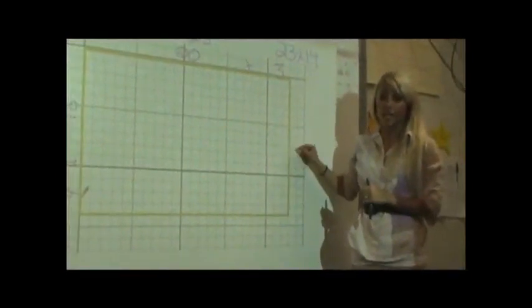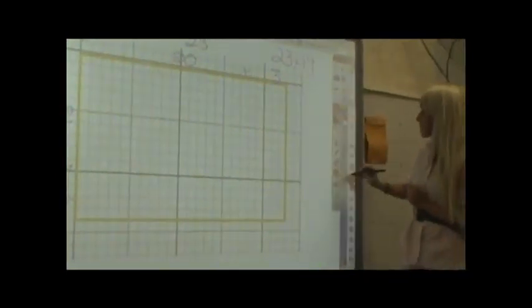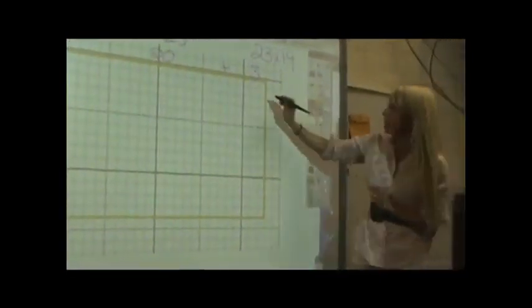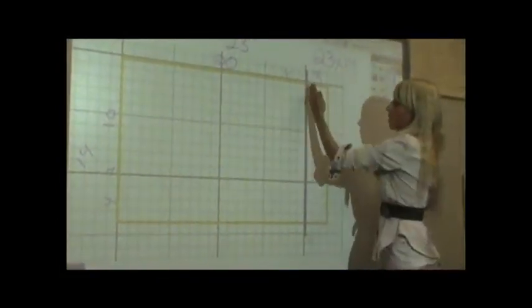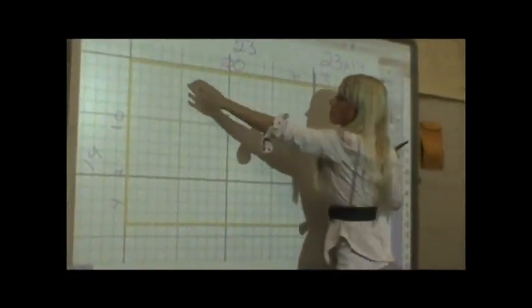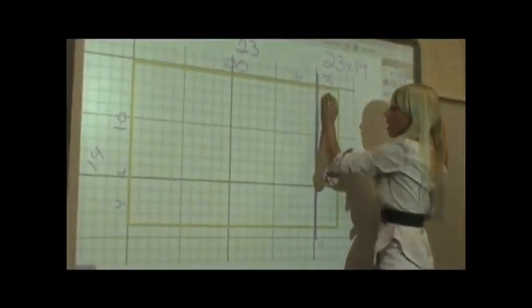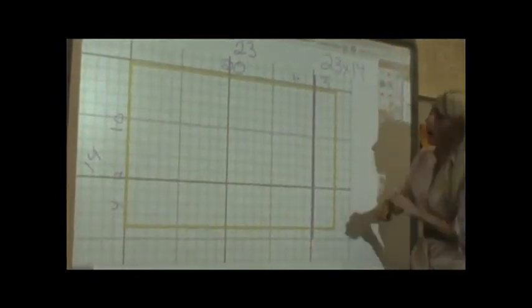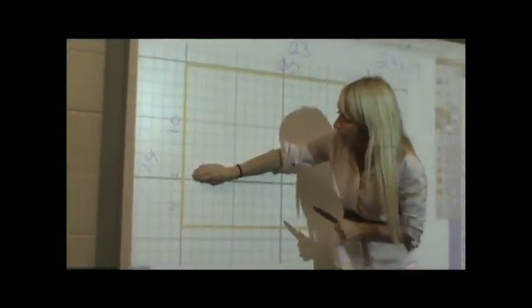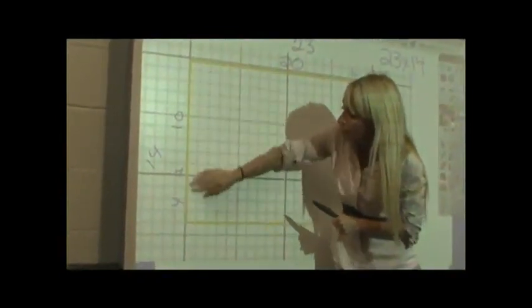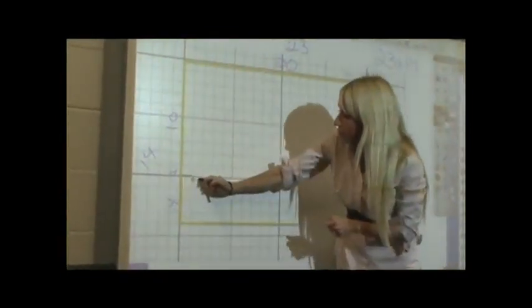Once we have our rectangular model, we can separate it into smaller pieces. So here, I have separated my 20 from my 3. So I can clearly see I have 20 there, plus 3 more. Then, I can come down here and I count down 10 and separate my row of 10 from my row of 4.